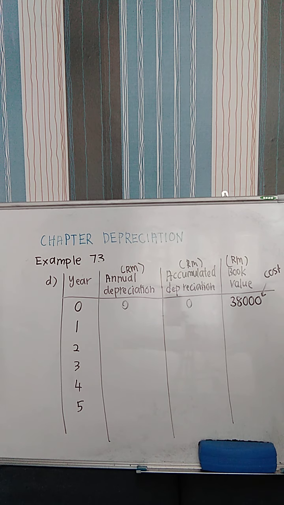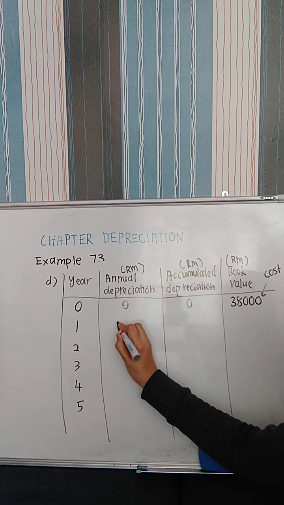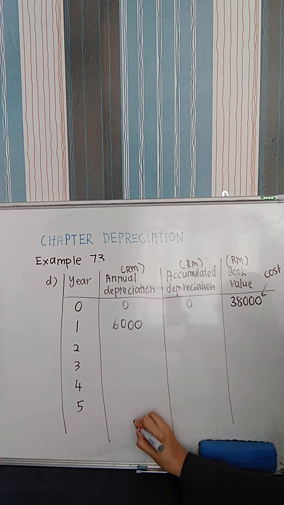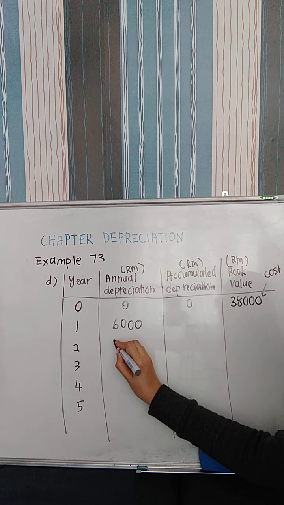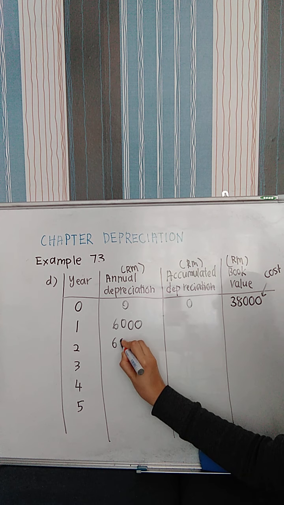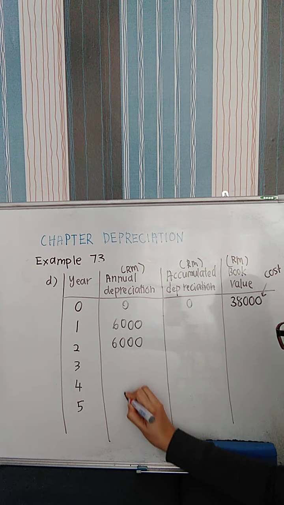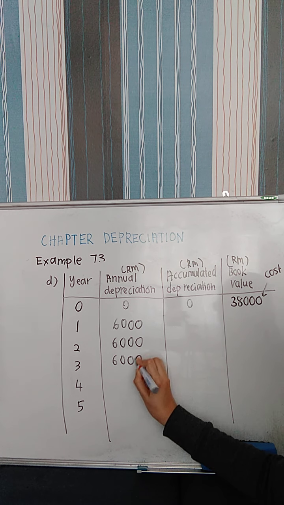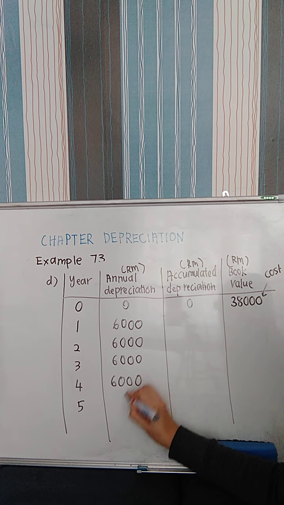We start for year 1. Annual depreciation: you already calculated the annual depreciation at A, the answer is 6,000. For the straight line method, the value of annual depreciation is the same until the last useful life. So just take the same value, 6,000, 6,000, and 6,000.